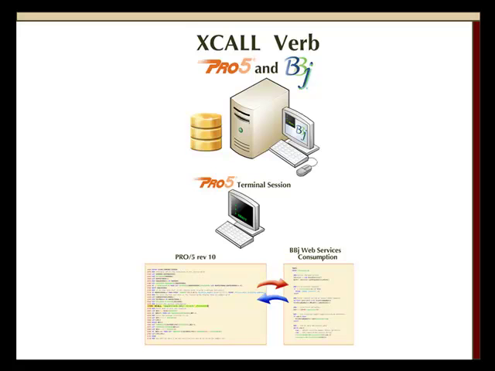So here, on the xcall verb, we have Pro5 and BBj running at the server, and the Pro5 terminal emulation session, or terminal session, could be running Pro5 Rev10 code, and embedded within that code would be an xcall to a BBj program. And the example I'm going to go into in our little demonstration shortly would be to show you how we can consume a web service, because as you probably know from our previous TechCons and the demonstration code that we make available with your download, it's very simple, very easy to be able to consume a web service from within BBj. And now that same capability is made available to your Pro5 or Visual Pro5 clients. So let's have a look at a demonstration.